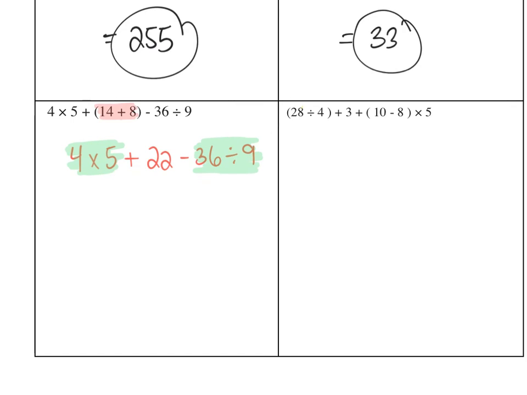So if I do that, 4 times 5 is 20. I still have the plus 22 that carries down. And then 36 divided by 9 is 4. So I'm just going to write a minus 4.